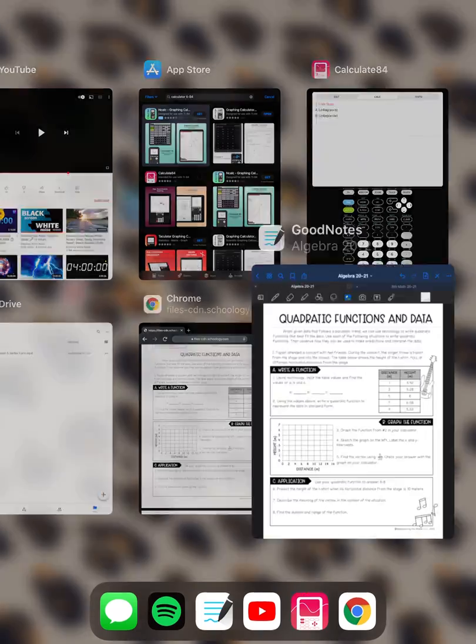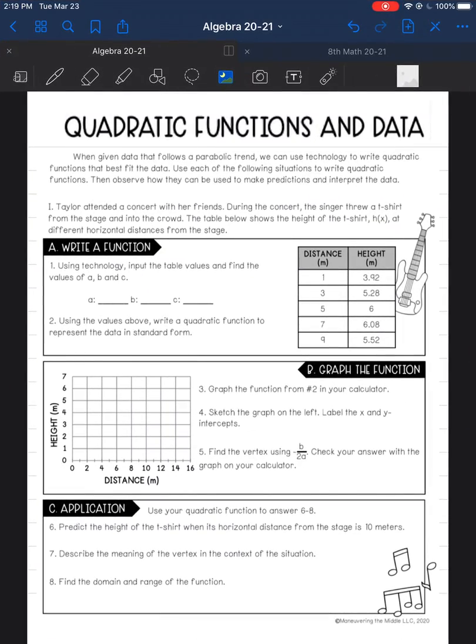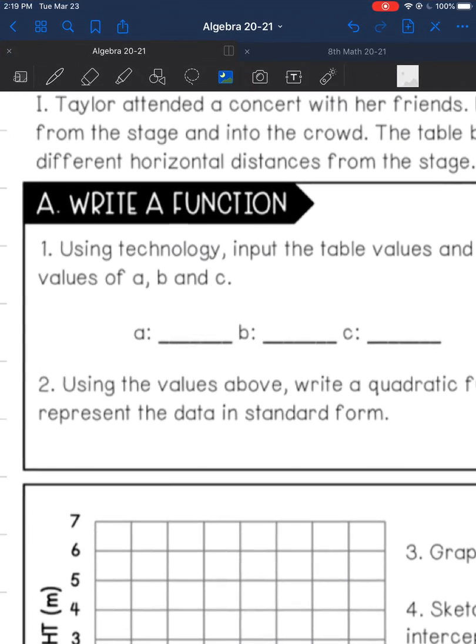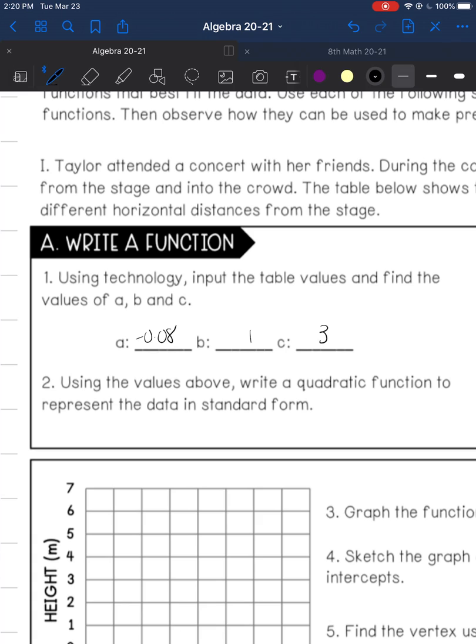If you did that correctly, your variables for A, B, and C should be negative 0.08, 1, and 3. If you did not get those numbers, I would go ahead and stop and ask your teacher to make sure you understand how to put it in the calculator.